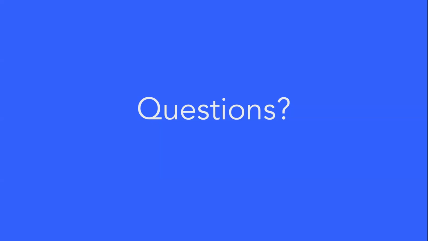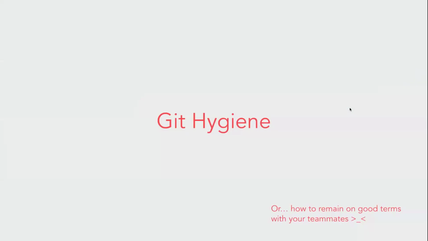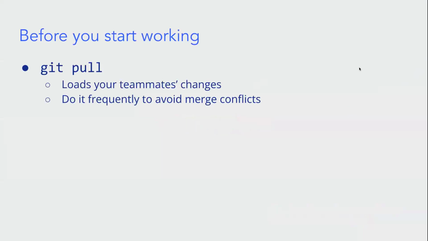Okay, so you learned about some general tips on how to code well. And let's talk about Git hygiene, or how to remain on good terms with your teammates. So as always, before you start working, you want to make sure you git pull so that you can load your teammates' changes. And this can help prevent merge conflicts later on that might be difficult to resolve.